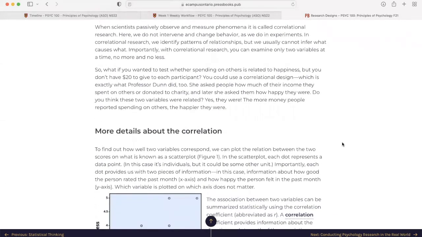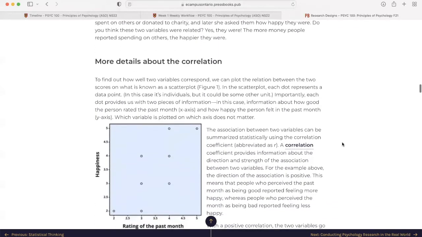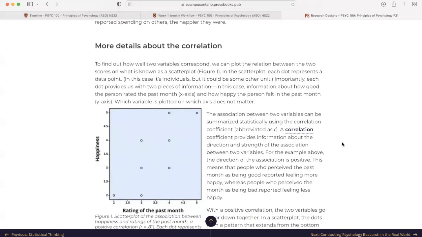To find out how well two variables correspond, we can plot the relation between the two scores on what is known as a scatter plot. In the scatter plot, each dot represents a data point. In this case, it's individuals, but it could be some other unit. Importantly, each dot provides us with two pieces of information. In this case, information about how good the person rated the past month, on the x-axis, and how happy the person felt in the past month, the y-axis. Which variable is plotted on which axis does not matter.